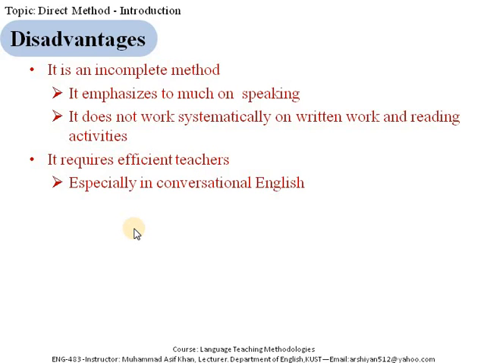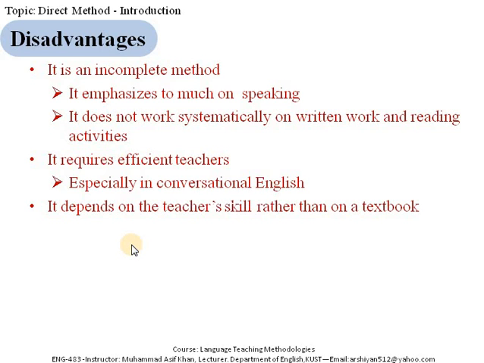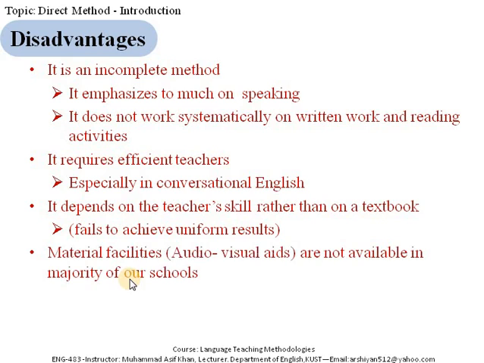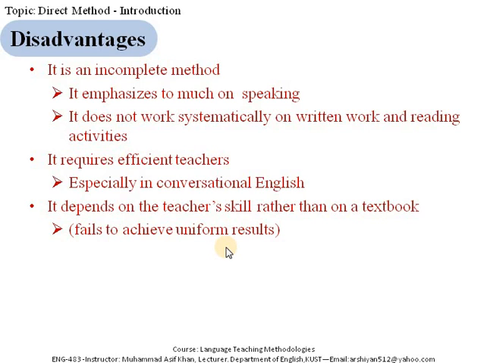And when this method is being used, we fail to achieve uniform results. Why do we fail to achieve uniform results? Because when we have a competent teacher, then results are very different. And on the other side, if the teacher is not that efficient in conversational skills, then he will produce very different results. So it requires very efficient teachers, and we can't rely on the textbooks in this method.